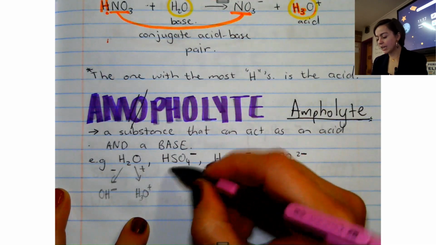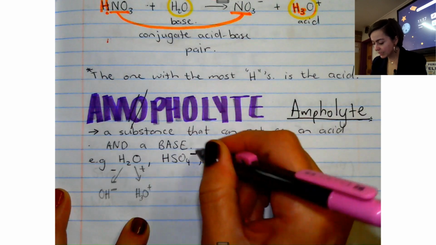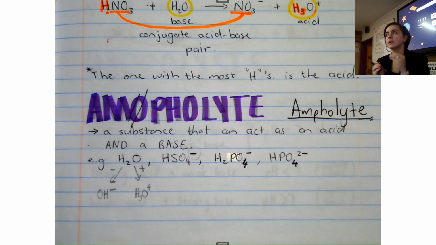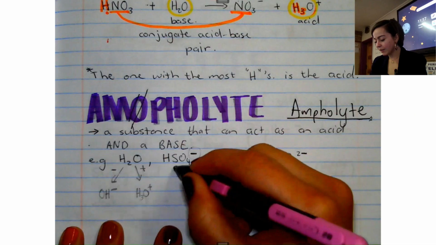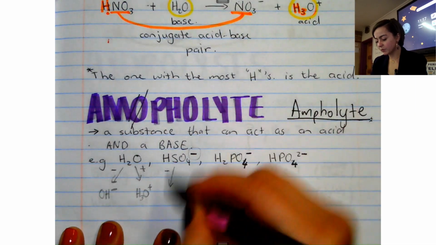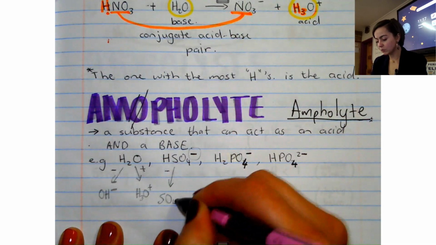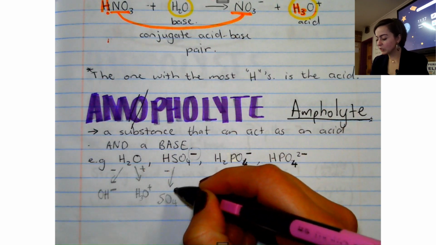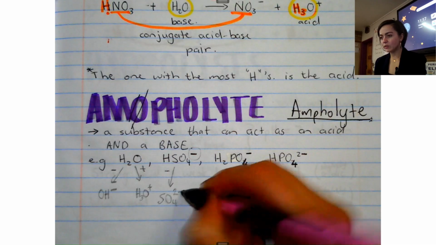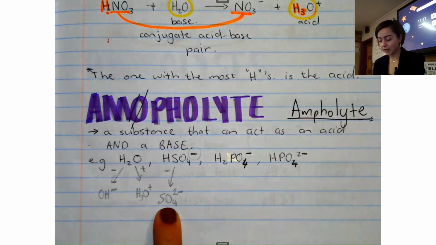Here, HSO4-, and remember this is important, okay? Those charges are important. You can't just leave them out and think it's still the same thing. It isn't. You have to include them. So if I were to take away a hydrogen, what would I be left with? SO4, since it's minus, now I've taken away the proton, which is positive, so now it's going to be 2 minus. And we know this is a sulfate polyatomic ion.